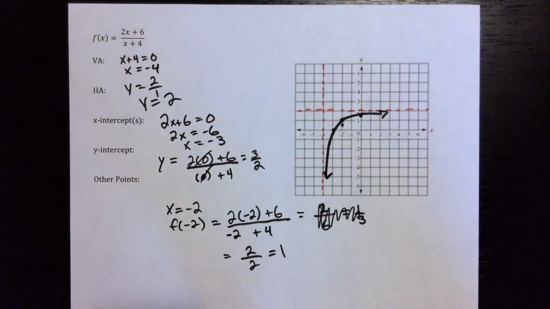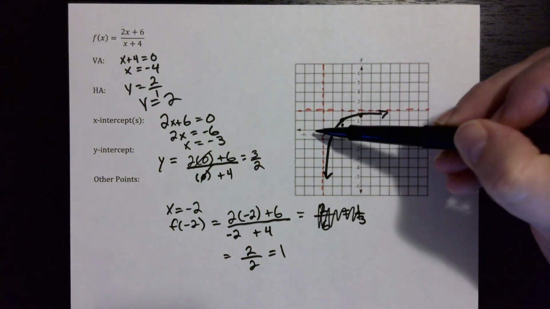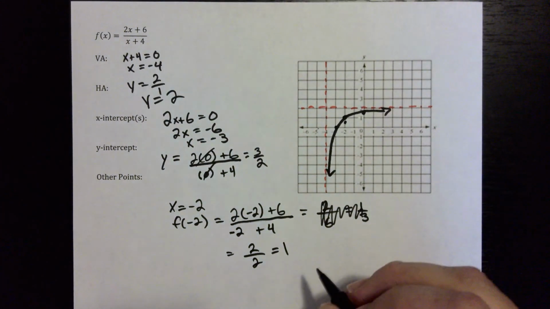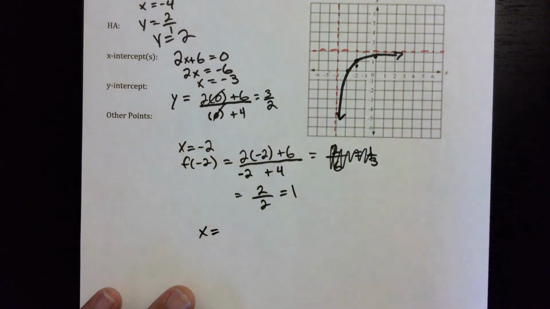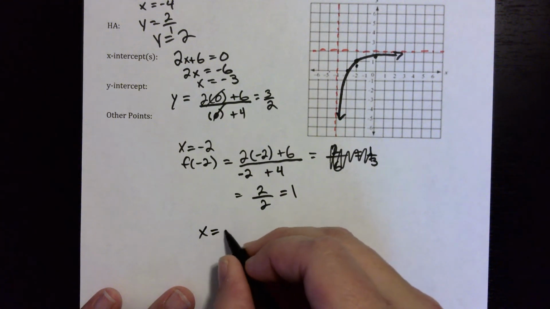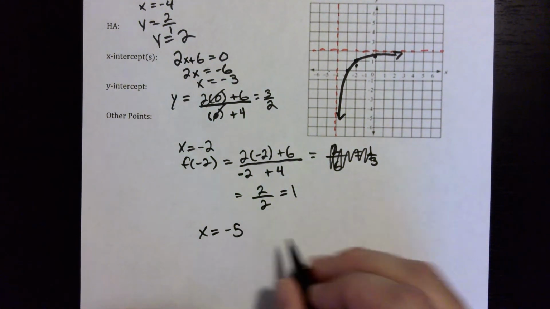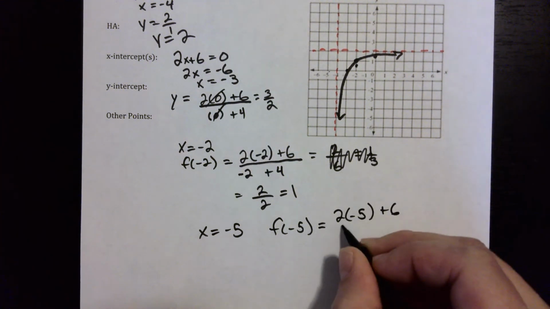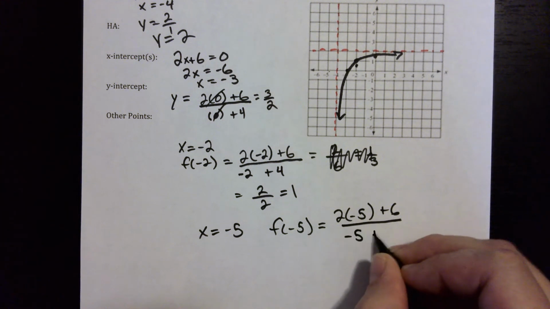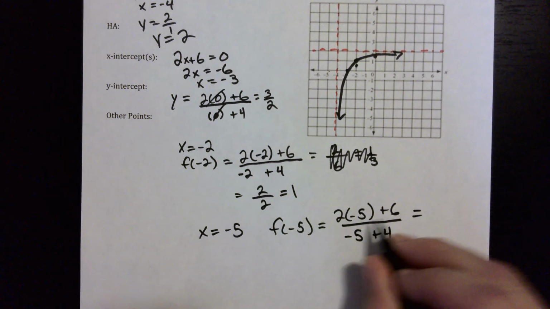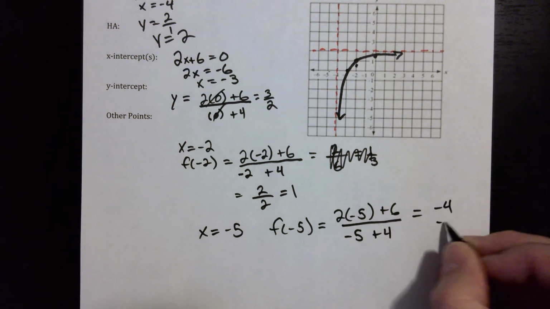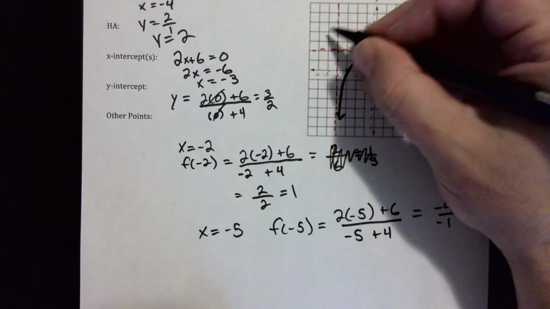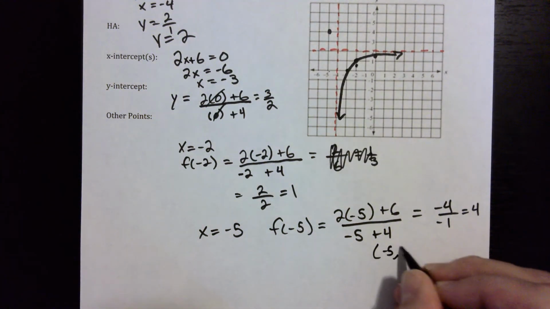All right, let's plug in some points over here. We have like maybe negative 5, negative 6. We can plug those both in and see what we get. Okay, so let's plug in x equals negative 5. So f of negative 5 is 2 times negative 5 plus 6 divided by negative 5 plus 4. So the top turns, that's negative 10 plus 6 is negative 4, and the bottom turns into a negative 1, so that's 4. So we get negative 5, 4. So at negative 5, we go up to 4, and we put a point. Negative 5, 4.